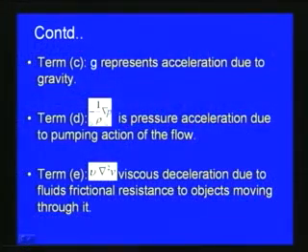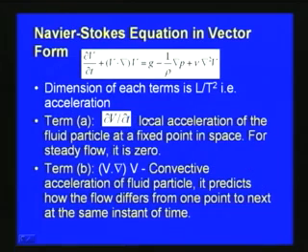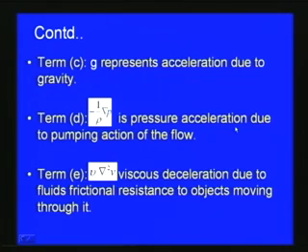So, this term C represents the acceleration due to gravity, and term D, that means minus 1 by rho del P in the previous equation. So, here this term minus 1 by rho del P represents the pressure acceleration. Even that we can represent as a pressure acceleration due to the pumping action of the flow. So, that gives the pressure variation term.